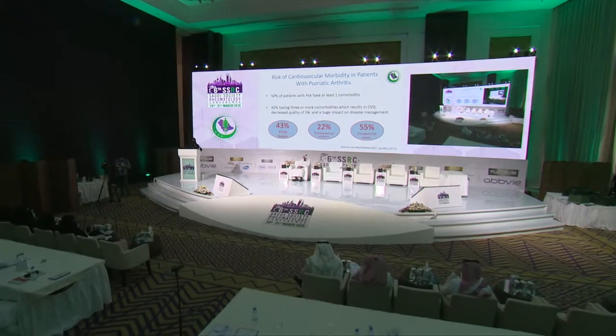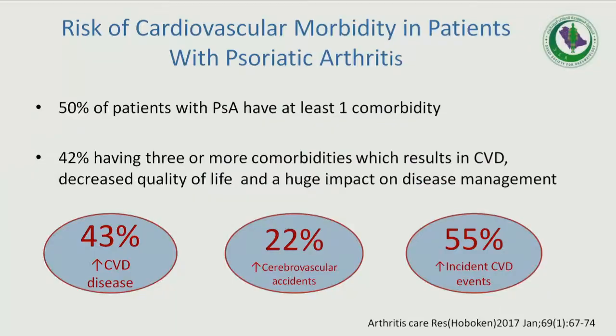Half of patients with psoriatic arthritis have at least one comorbidity, which results in cardiovascular disease, decreased quality of life, and a huge impact on disease outcome. A meta-analysis showed that patients with psoriatic arthritis have a 43% increased risk of cardiovascular disease, 22% increased risk of stroke, and 55% increased incidence of cardiovascular events.